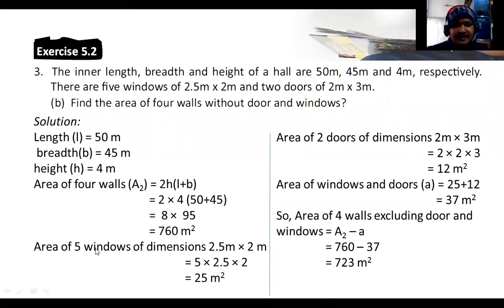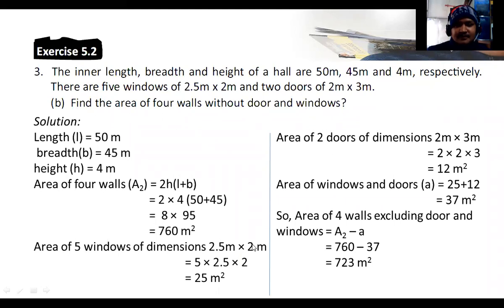And we subtracted the area of windows and door. There also, the area of 4 walls excluding door and windows has to be calculated in question number E also, because we have to plaster on the wall only, not on door and windows. Plastering is not done on door and windows while making the room. So should we have to plaster on these windows and door also?